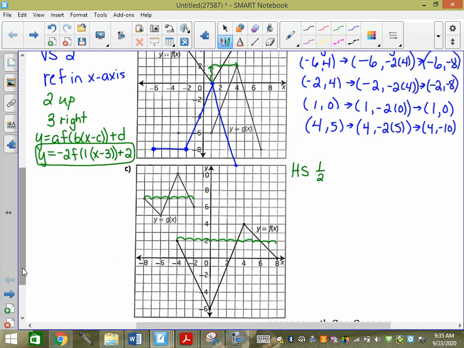Then vertically, we count our F. 1, 2, 3, 4, 5, 6, 7, 8, 9, 10. Here we go. 1, 2, 3, 4, 5. We were at 10. We're now at 5. So once again, we also have a vertical stretch of a half. Correct? Now, what's the next thing we have to decide before we go move it?